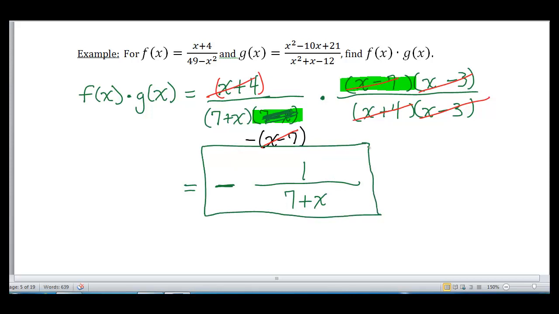We get a negative 1 over x plus 7, or 7 plus x. Also, remember here, with addition, the order doesn't matter. So if you wanted to write x plus 7 instead of 7 plus x, that's perfectly fine, right? Addition, the order doesn't matter. But with subtraction, it does. That's why we go through this whole process with these opposites here.